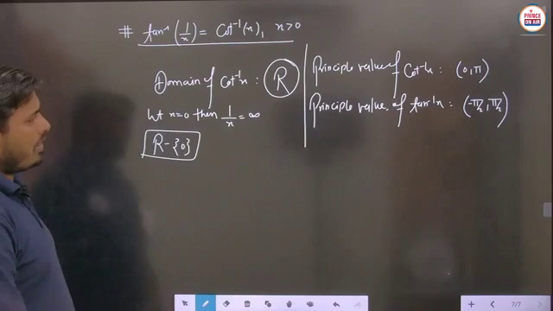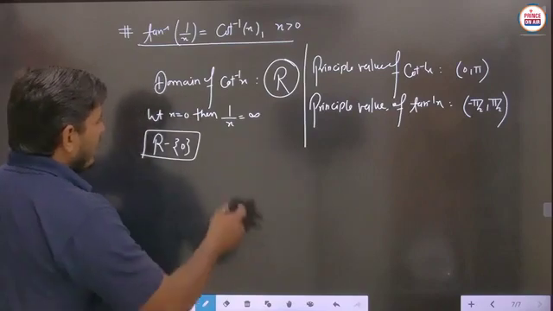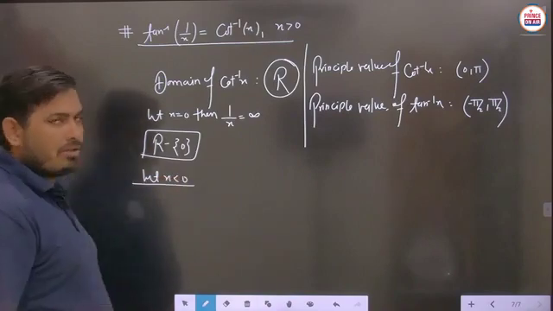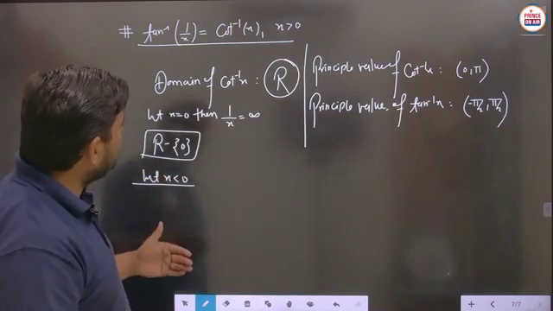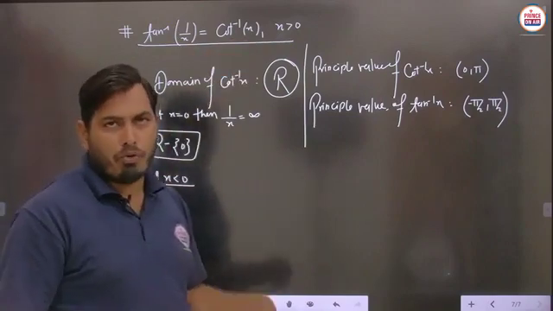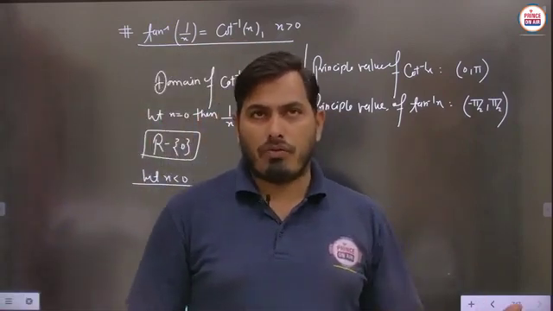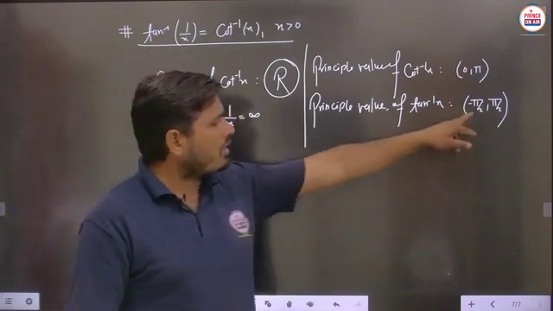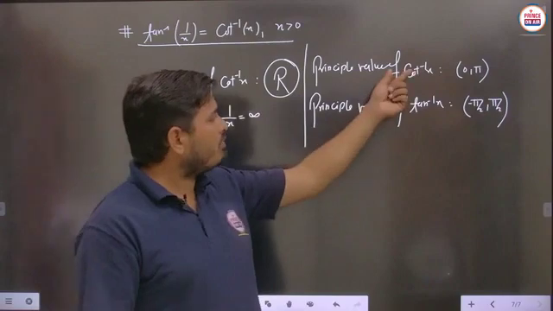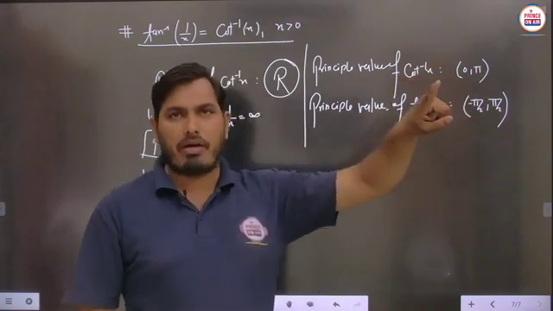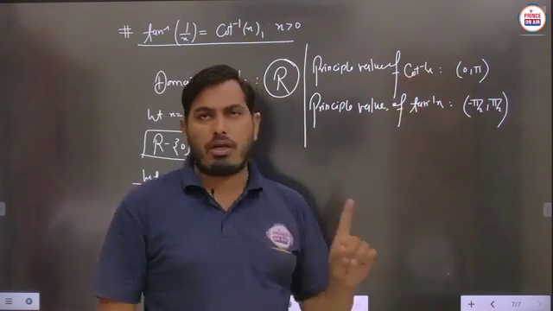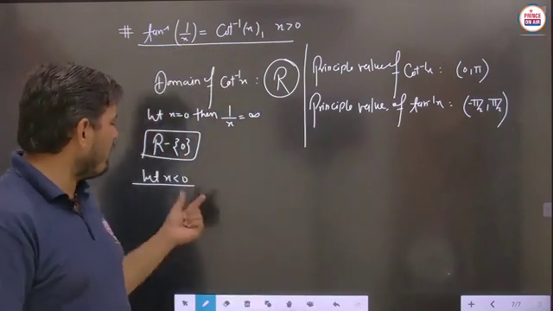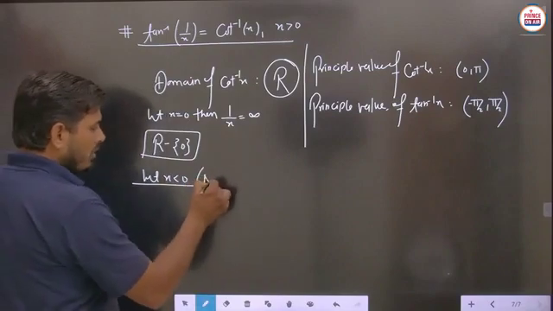Now we have to check. Students, suppose any negative value, let x be less than 0, then cot inverse will give a positive answer. But here tan inverse belongs to minus pi by 2 to plus pi by 2, meaning cot inverse can give the answer in the second quadrant, but tan inverse cannot give the answer in the second quadrant. So you cannot take the negative values here, not possible.